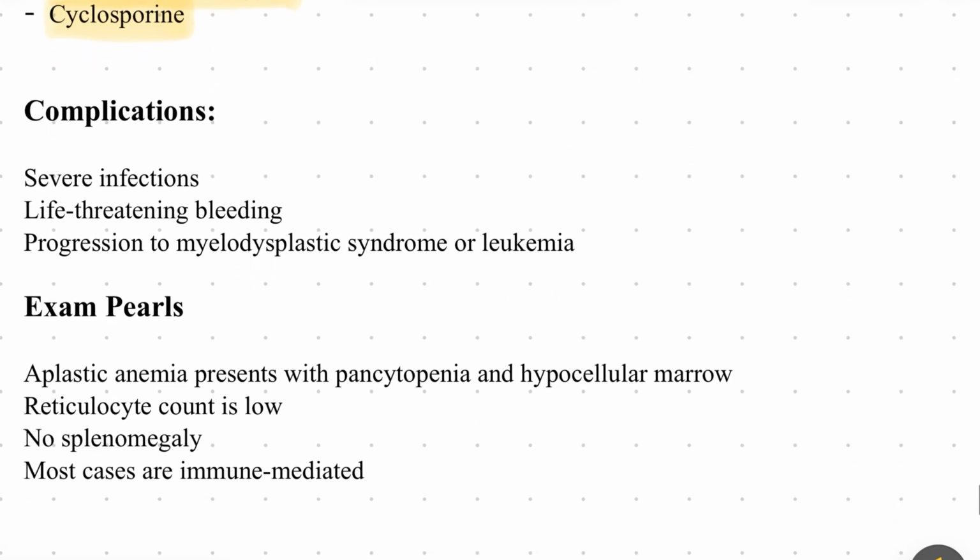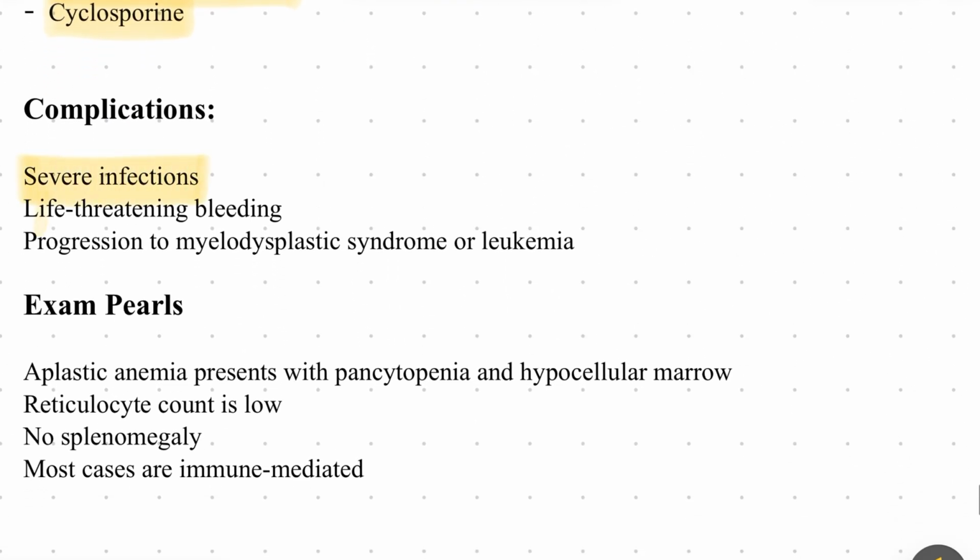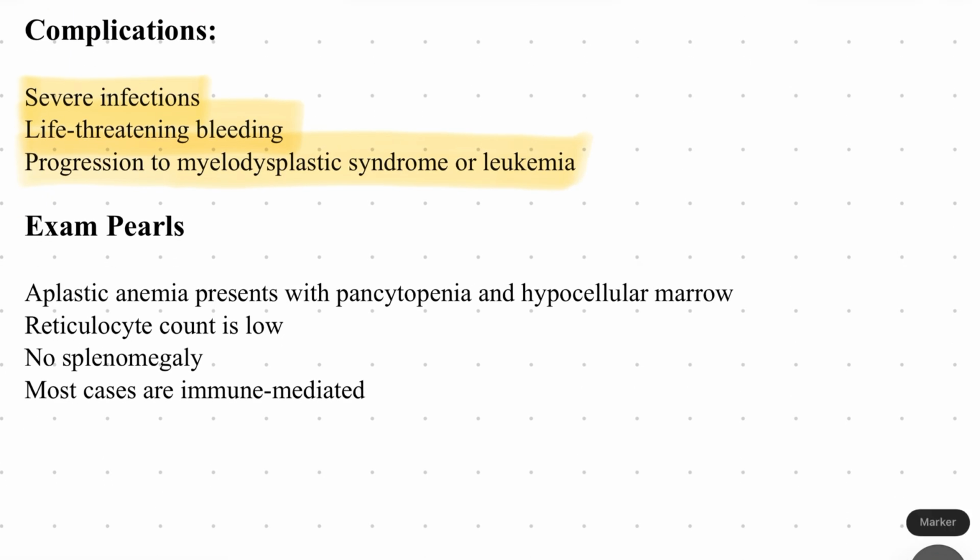Then the complications you are going to see are severe infection, and life-threatening bleeding because thrombocytopenia leads to heavy bleeding. Then progression to myelodysplastic syndrome or leukemia. Then examples. After everything, in every video, I'll give examples because if you're revising 2 hours before the exam, this is what you need to read.